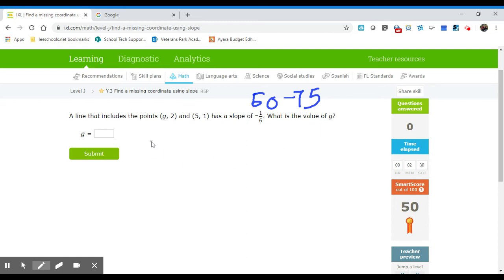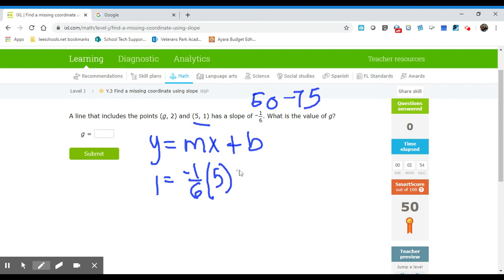So just like before, let's do the same process. y equals mx plus b. Let's take the things that we know with the coordinate that we're given and plug it in here. So we know that y is 1, slope is negative 1/6, times 5 for x, and we are trying to solve for b. So what is b? So let's multiply.